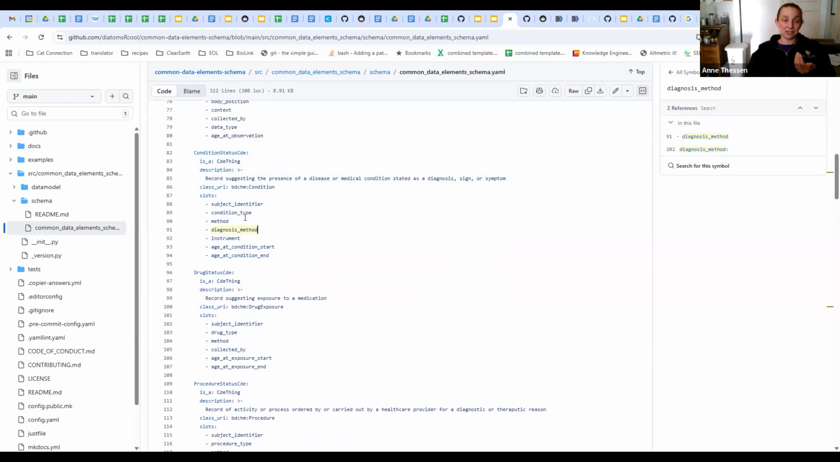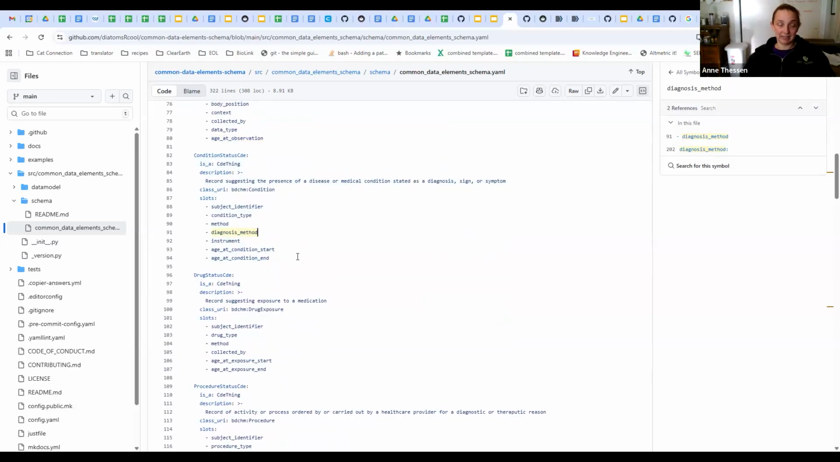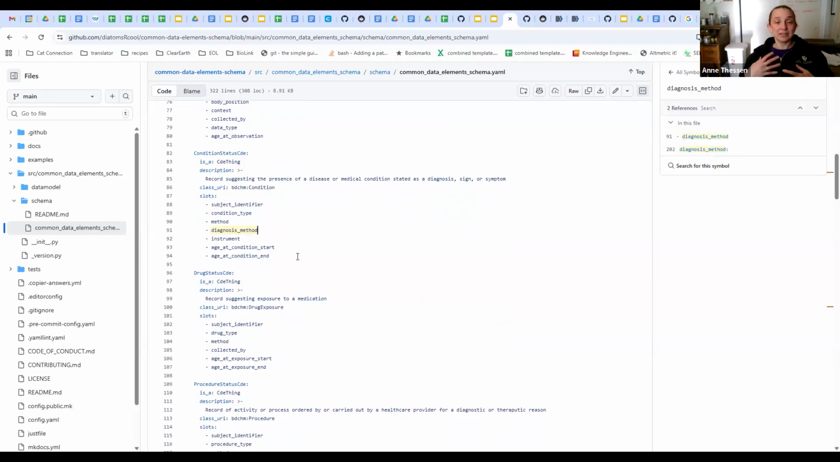Like what is the condition? How did it get diagnosed? How old were you when the condition started? How old were you when the condition ended? Stuff like that. So that's kind of what I'm trying to do for environmental data as well. And now I've gone down a rabbit hole and I can't even remember what your original question was.